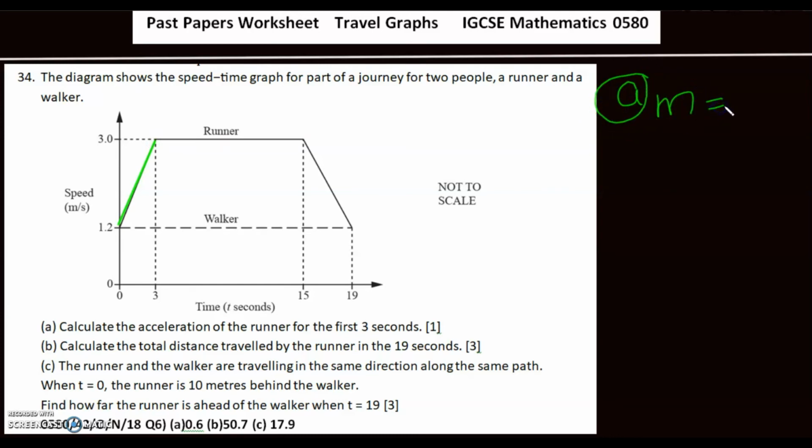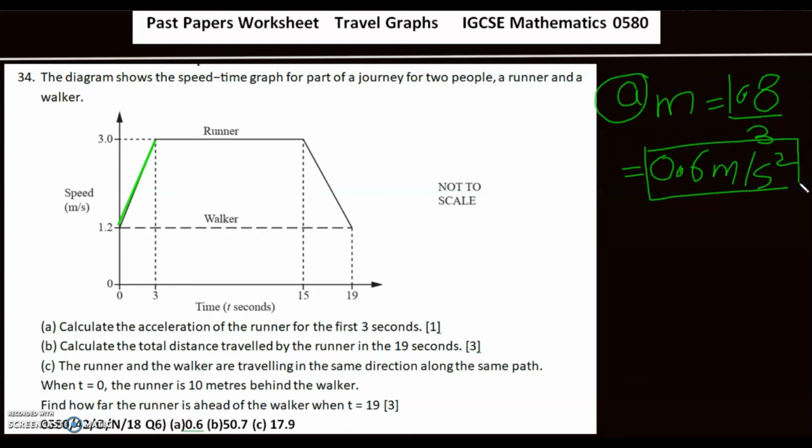So rise is 3 minus 1.2, which would be 1.8 upon run, which is 3. So 1.8 upon 3 gives us 0.6 meters per second square.